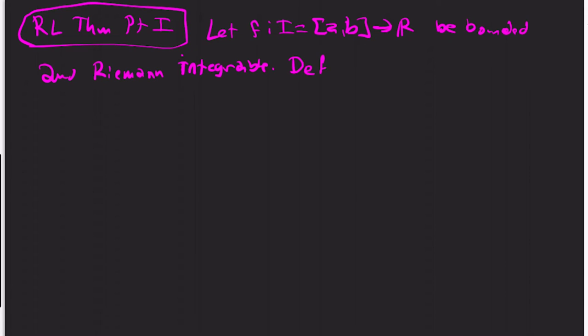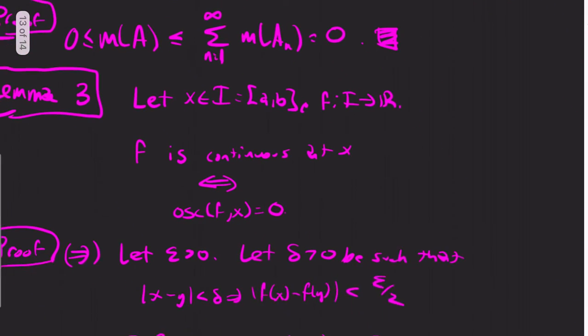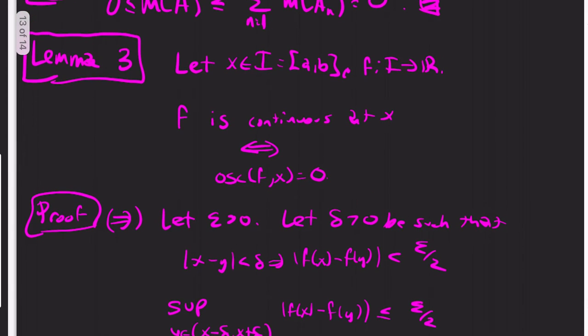And I'm going to define the set of discontinuities of f to be the set of all x such that the oscillation of f at x is strictly greater than 0. And again, this is the main part here. So I just wanted to give you a flavor of why this is true.